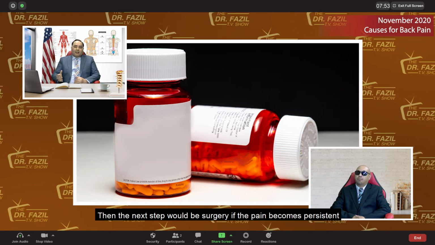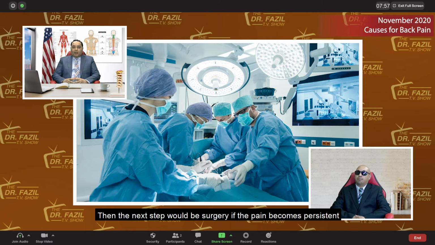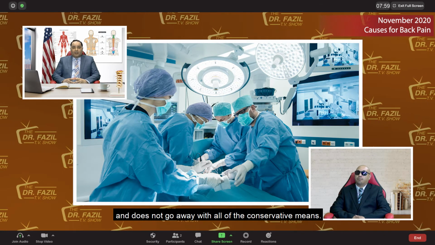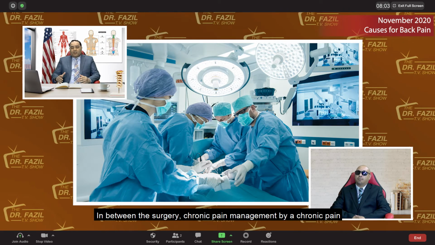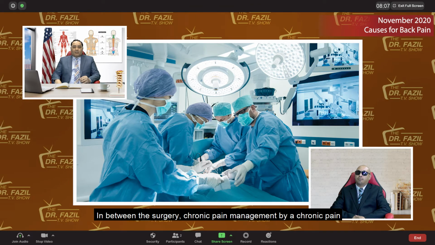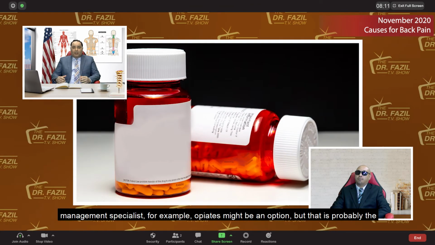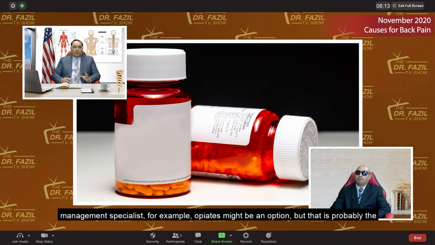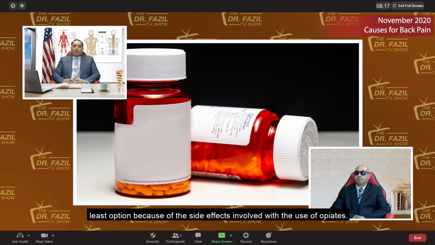And then the next step would obviously be surgery, if the pain becomes persistent and does not go away with all other conservative means. In between, obviously, chronic pain management is done by chronic pain management specialists. For example, opioid might be an option, but that is probably the last option because of the side effects involved with the use of opioids.